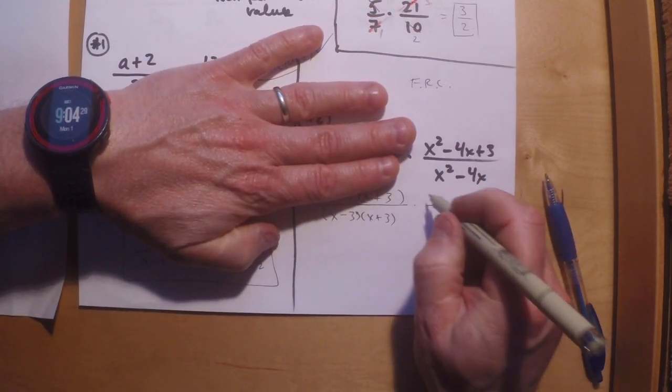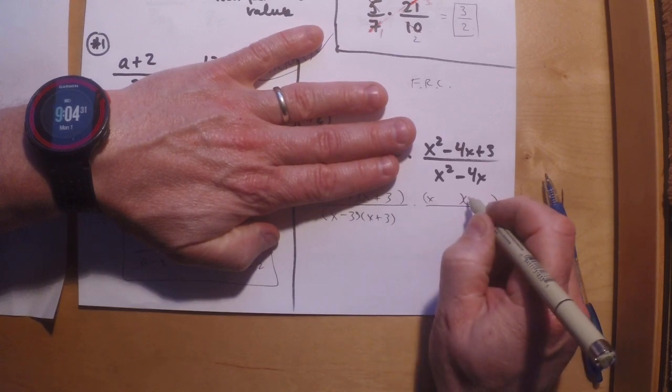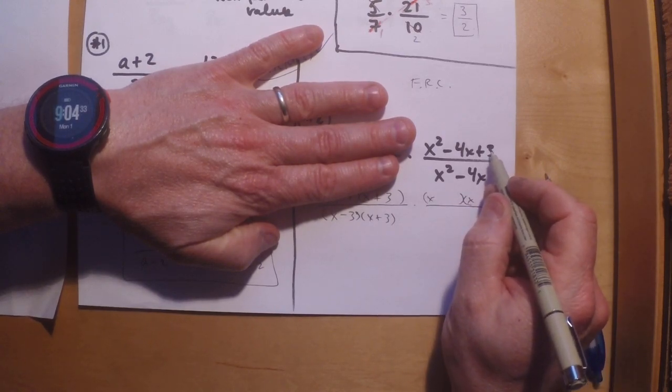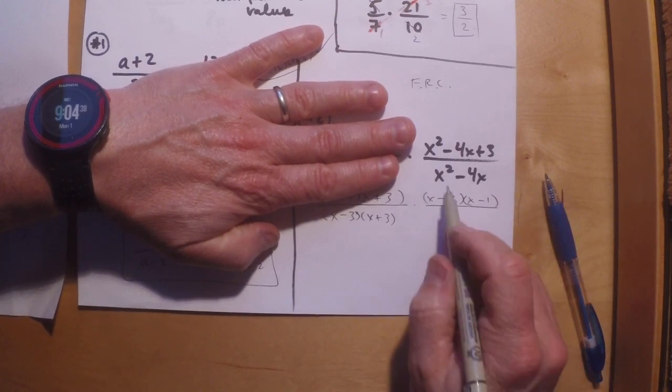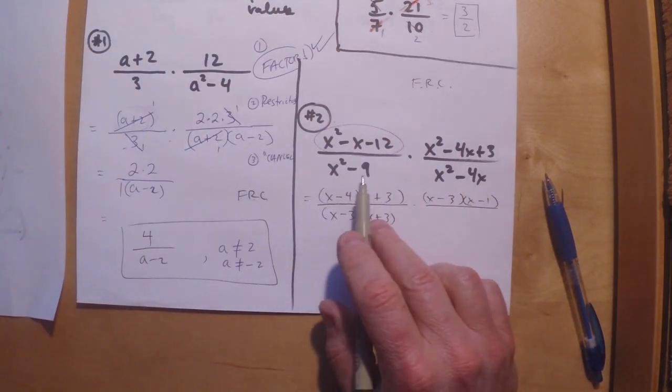This, another trinomial. If it factors, it has to do something like this. Multiplies to give positive 3, adds to give negative 4: negative 3 and negative 1. That works. And the denominator looks like a difference of squares.